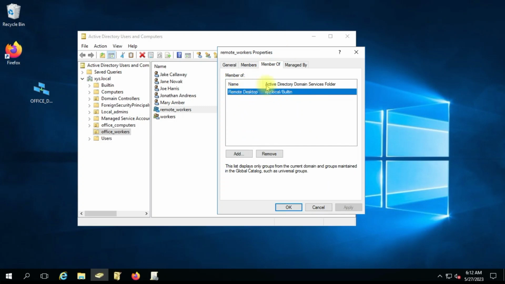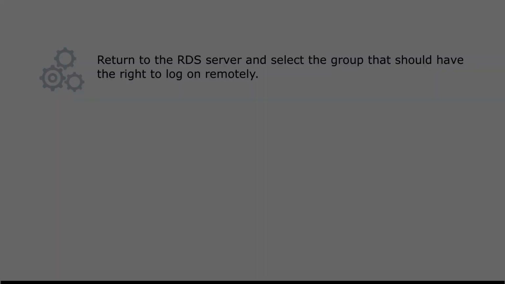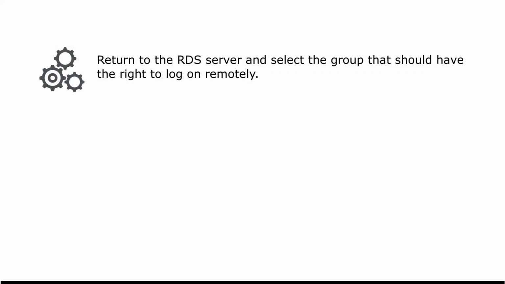This group is also a member of remote desktop users. So she's using the default Windows remote desktop group. Return to the RDS server and select the group that should have the right to log on remotely.